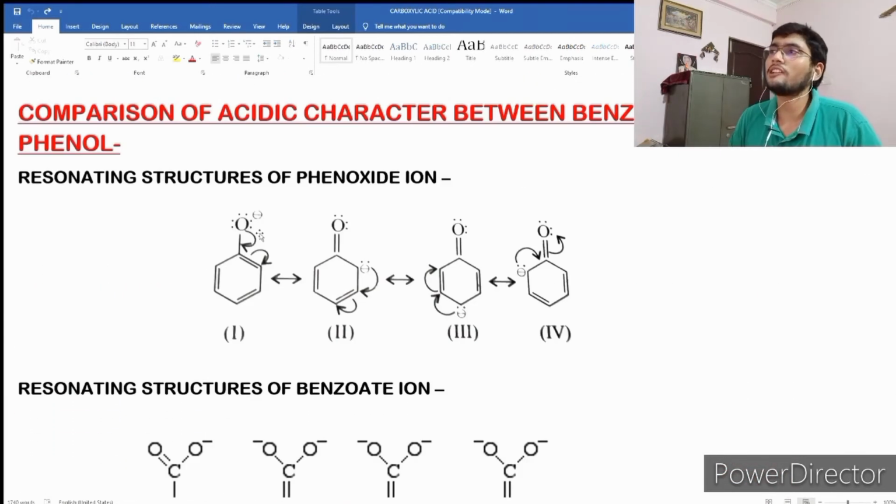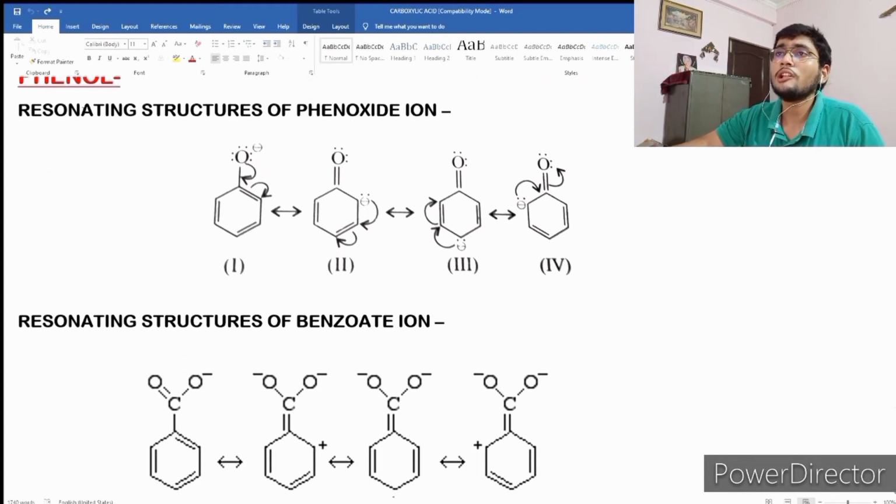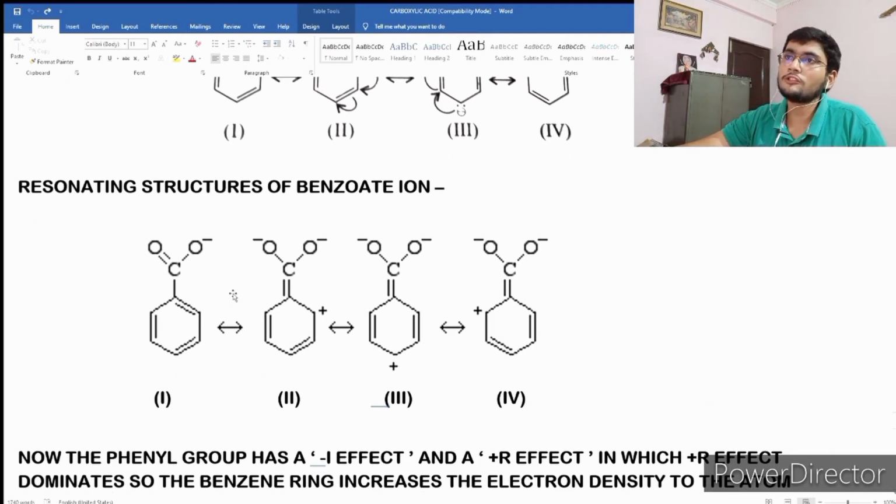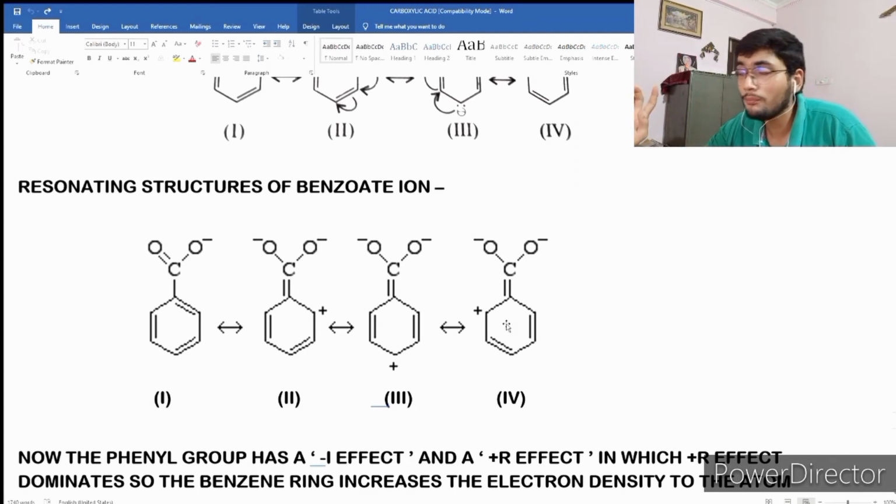Now let us compare the acidic character between benzoic acid and phenol. Let us see whether the aromatic acid is more acidic in nature, or phenol is more acidic in nature. Basically you all know that if we want to check the acidity of any compound, we should check the stability of the conjugate base. So straightforward, I am getting towards the conjugate base. These are the resonating structures of the phenoxide ion, the conjugate base of phenol, and these are the resonating structures of the benzoate ion, the conjugate base of benzoic acid.